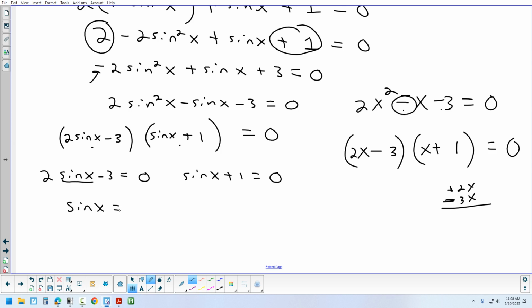How would you get sine x by itself there? Add the 3, and then divide by 2. Okay. Let's do the same thing over here. How would you get sine x by itself on the right? Just subtract 1.